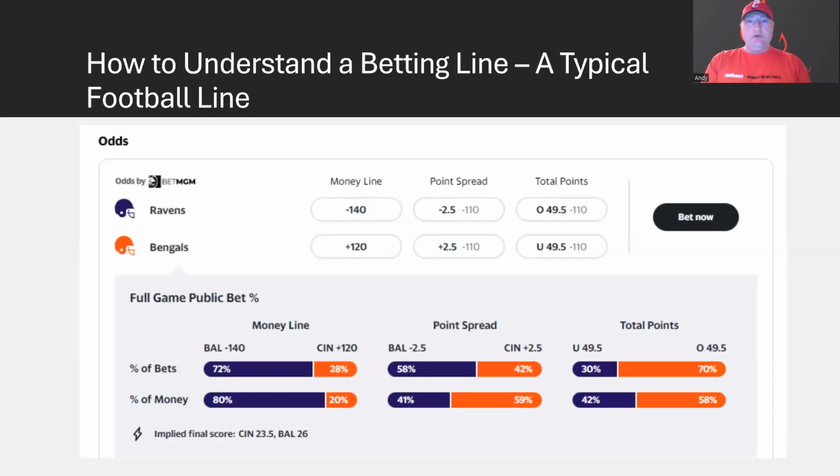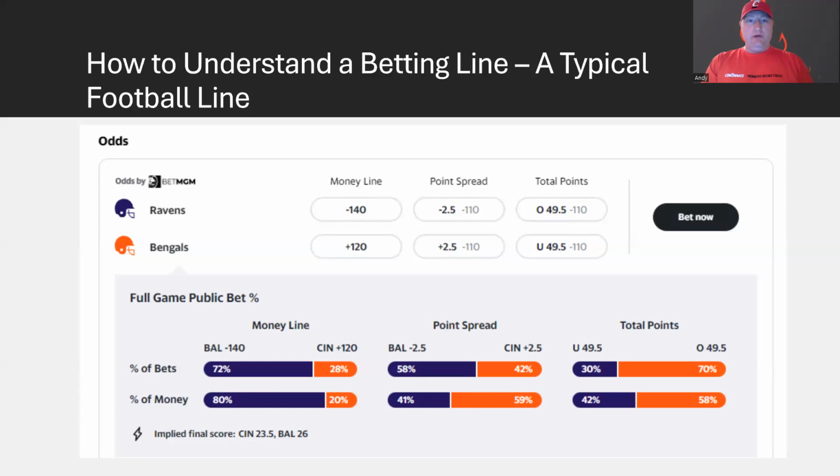First thing to understand when you embark upon sports betting is to look at the line. This is a typical football line. And for all lines in most sports here in the United States, baseball, hockey, basketball, most things you would be betting on, the line is going to look something similar to this.